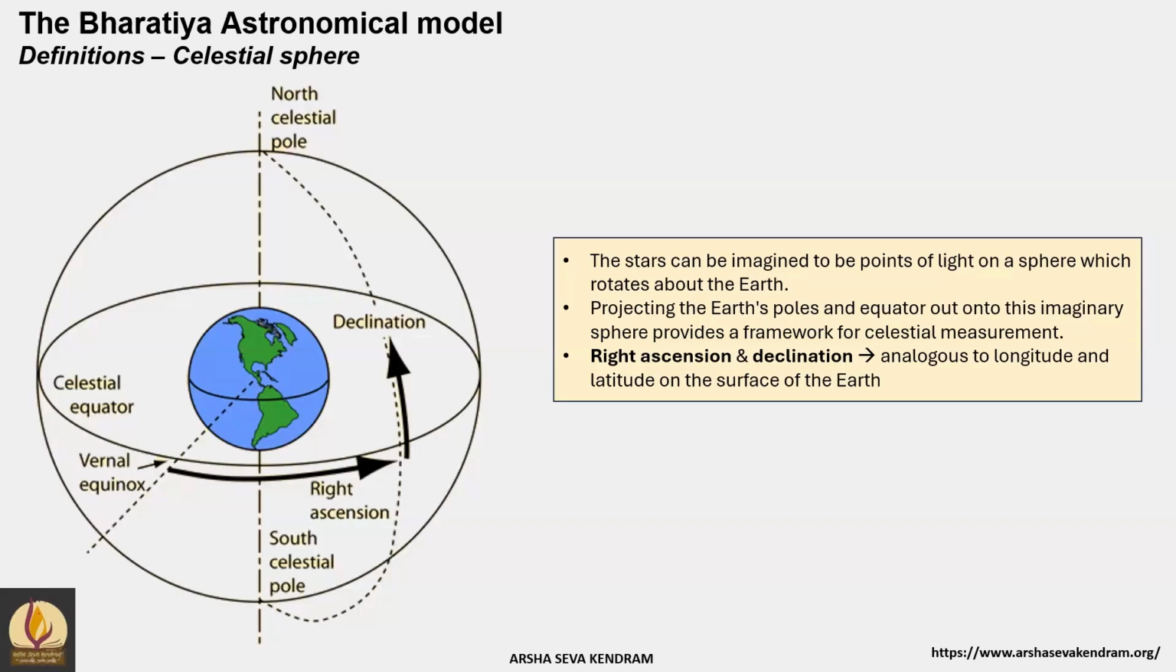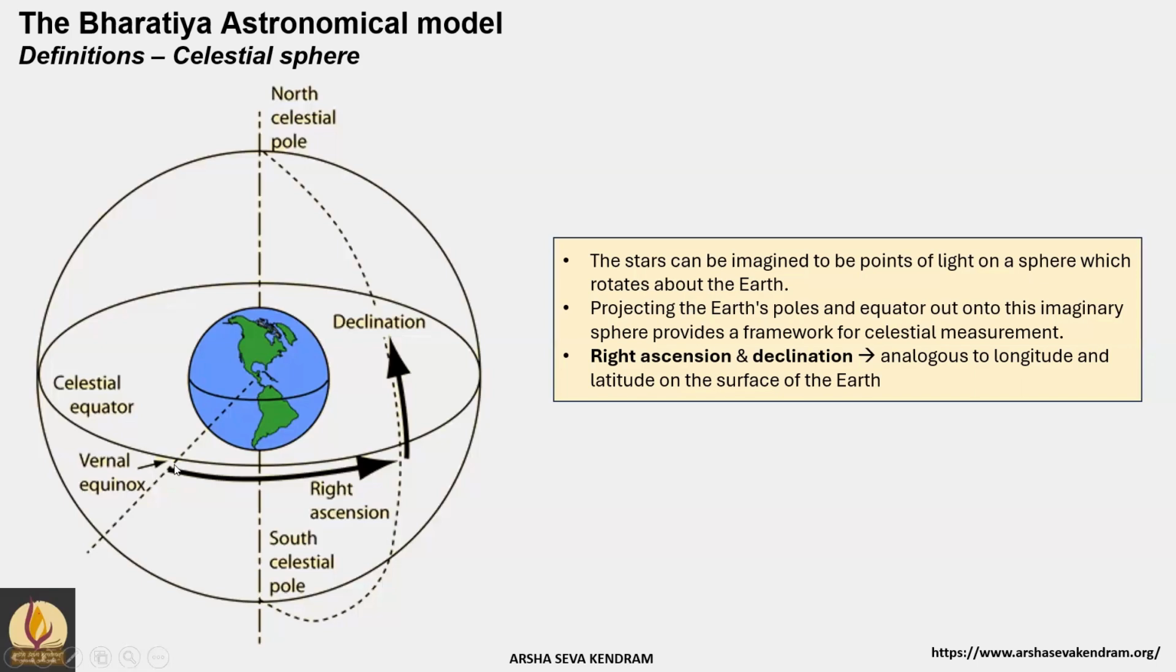Now the units for measuring the positions of the stars in the celestial sphere are what we call the right ascension and the declination, right? So this is similar to the latitude and longitude that we use for Earth coordinates. Specifically, in the east-west direction, it is measured using a unit called the right ascension, and in the north-south direction, it is measured using what we call the declination.